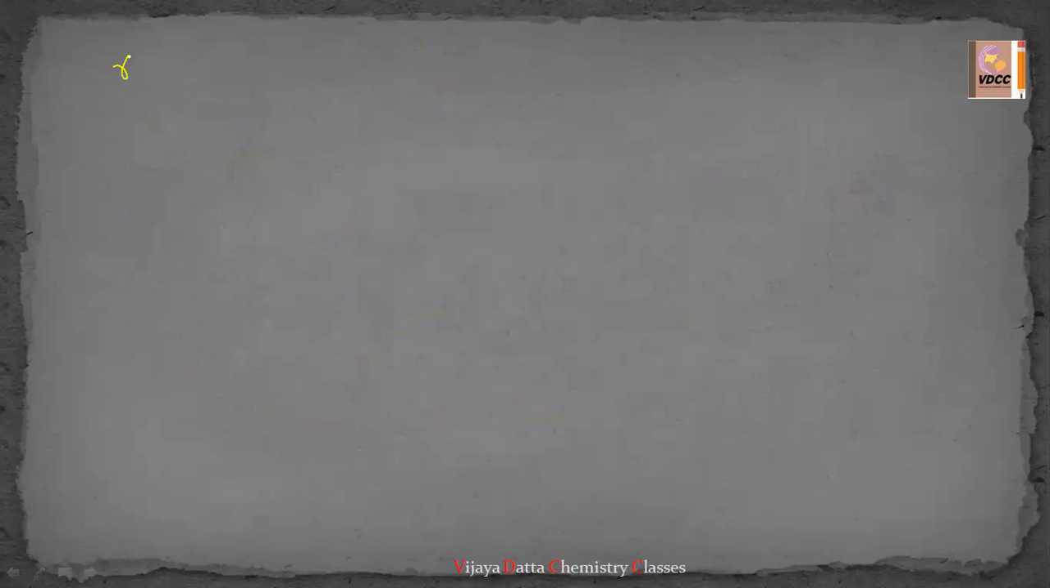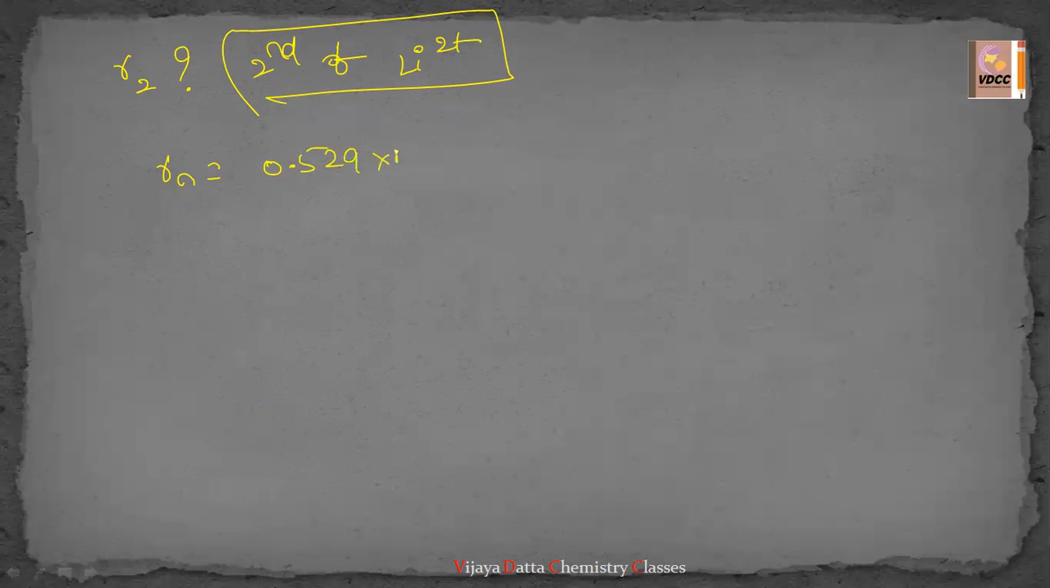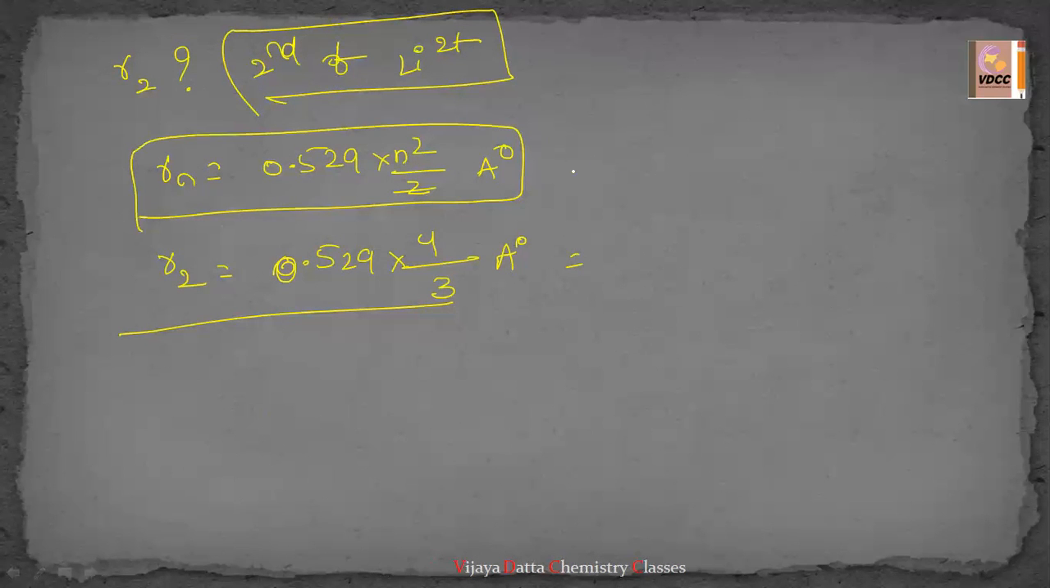If they ask for the second orbit of Li 2 plus, what is the radius he is asking? Simply the formula: rn equal to 0.529 into n square by Z angstroms. He is asking for the second orbit, so r2 is 0.529 into 2 square, which is 4, by Z value, for lithium the atomic number is 3, angstroms. If you calculate, you will get the answer. Like that you calculate for everything. This is called the radii of various orbits given by Bohr. This formula is very, very important, and you can take it in picometers also: 52.9 into n square by Z picometers.